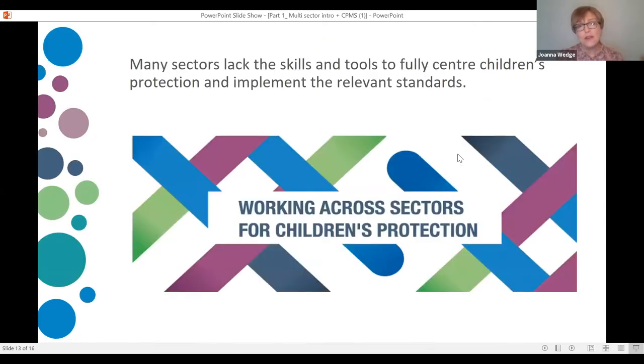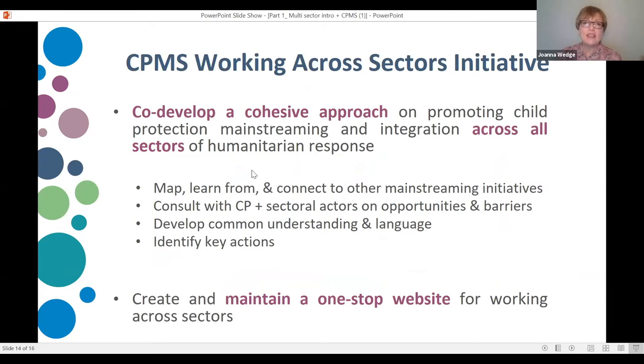We know, however, that many sectors lack the skills and the tools to fully center children's protection and to implement the minimum standards. This is why the CPMS Working Group has developed this initiative. We're about six months into a three-year initiative about working across sectors for children's protection, and this is what we want to unpack a little and discuss with you today. Jessica, if you could take us on to the next slide, we'll be able to see the different components of our initiative.